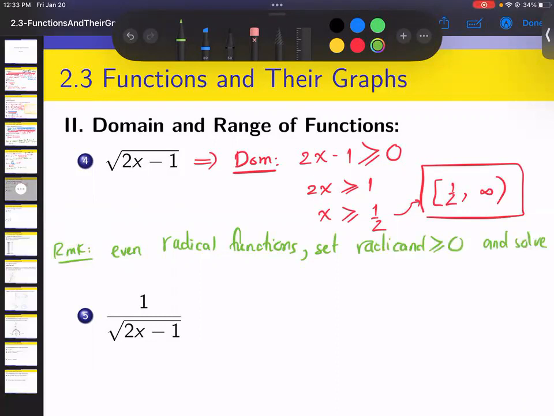Bracket means you include the 1/2, right? You take 1/2. 2 times 1/2 is 1. 1 minus 1 is 0. Square root of 0 is 0.